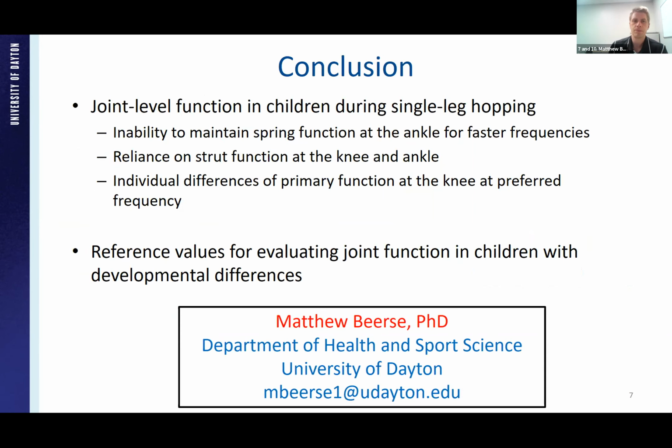So to summarize, there's definitely some differences in joint level function during single leg hopping. Children are unable to maintain a spring-like function at the ankle when increasing to faster frequencies, and have greater reliance on the strut function at the knee and ankle. And then there seem to be some individual differences in being able to use the knee primarily as a spring at a self-selected preferred hopping frequency, and we're trying to piece apart what those differences are. And then, of course, we're interested in evaluating these as reference values for children with developmental differences. Obviously, our interest is in children with Down syndrome who have different stiffness capabilities and control. So thank you, and I look forward to your questions.